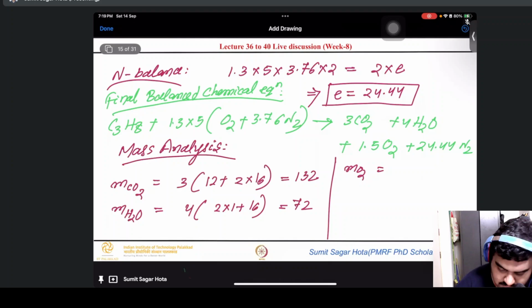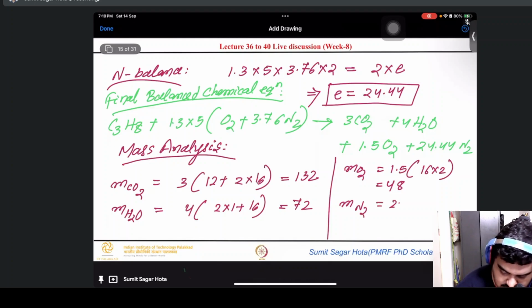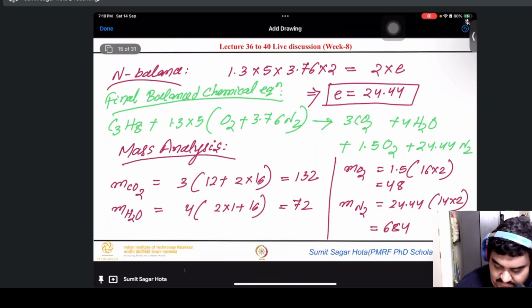The mass of O2 is 1.5 into 16 into 2, which is 48. The mass of N2 is m times into 24.44 into 14 into 2, which is 684.32.